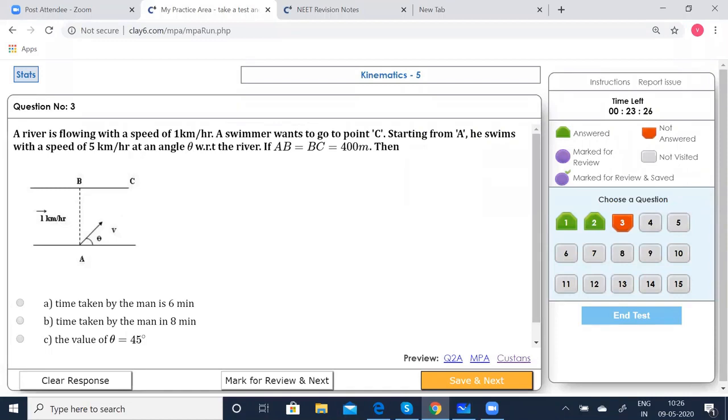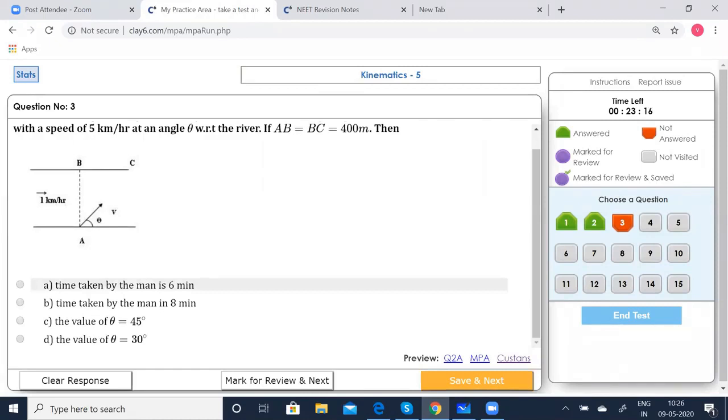And they have also given that AB is equal to BC is equal to 400. Okay, they have given that AB is equal to BC is equal to 400. So what can be the correct option? Time taken by the man is 6, which is going to be the correct option. Let us now quickly solve that. Okay.